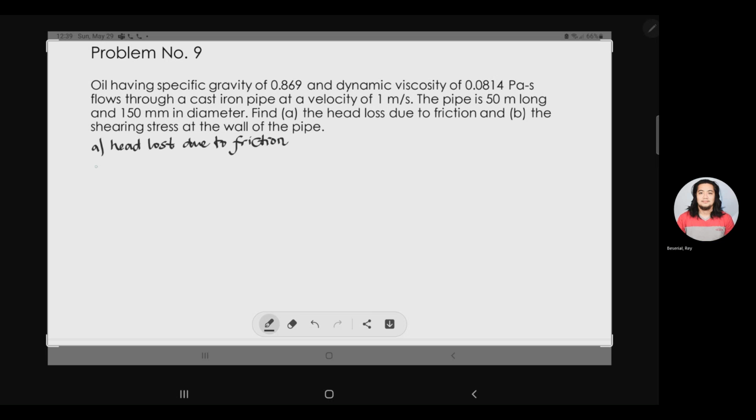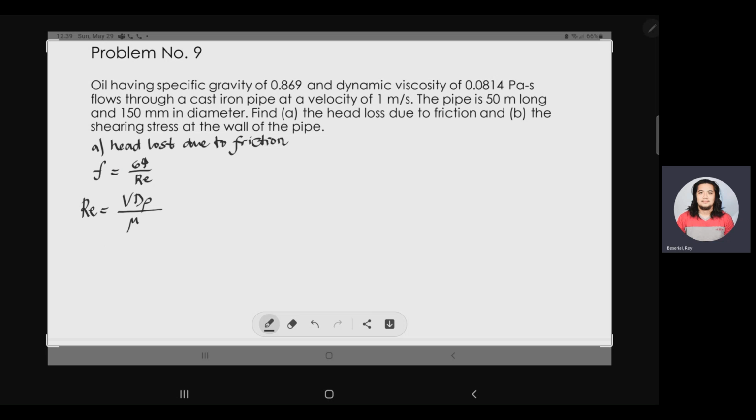Okay? So, dito muna tayo mag-start. Ang gagamitin natin dito is yung ating RE, kasi ang friction natin, ang formula niya is 64 over RE. So, kukunin muna natin yung ating Reynolds number. So, yung Reynolds number natin is velocity times diameter times density of fluid over yung ating dynamic viscosity.